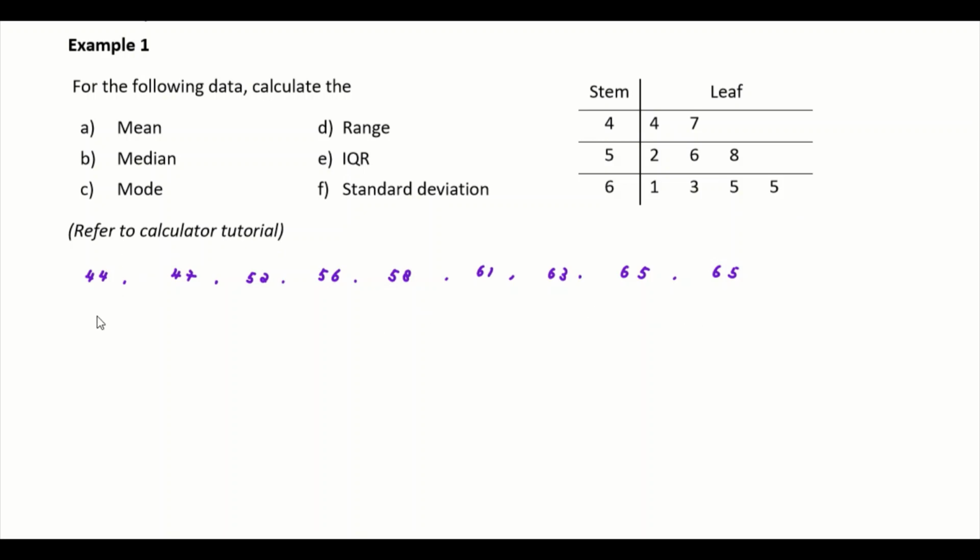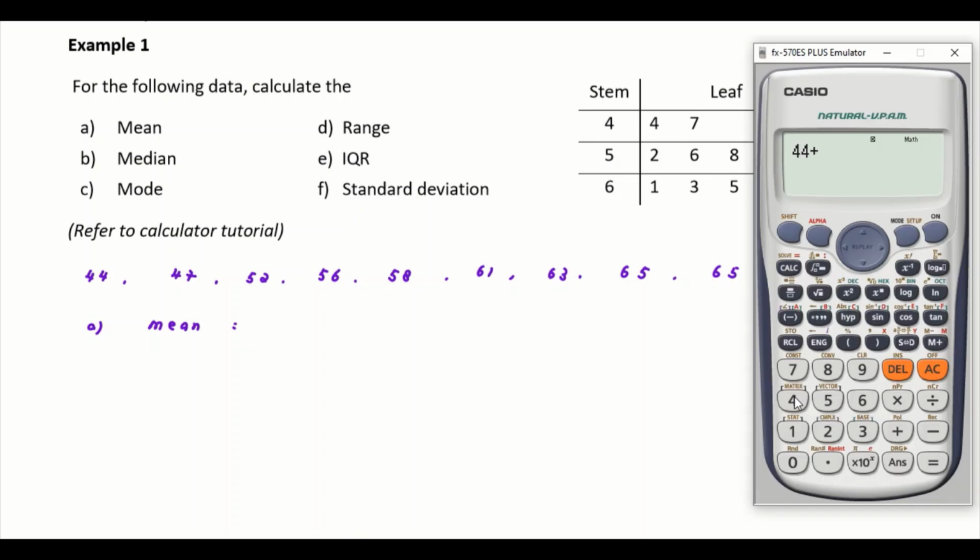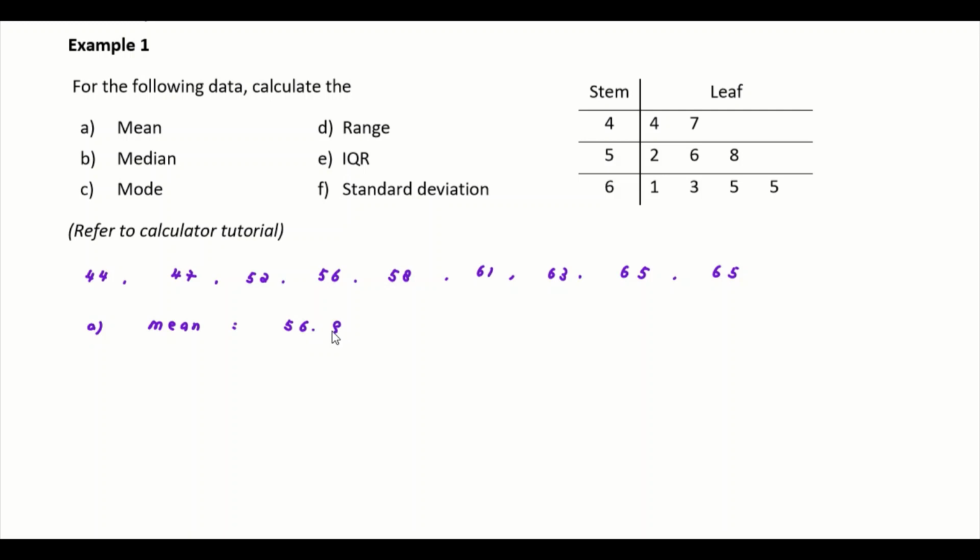All right, so let's start with the mean. We know that the mean is basically to find the average for all these values, right? So we can use our normal calculator to do this as well. We can just add all the numbers together and get their sum first: 44, 47, 52, 56, 58, 61, 63, 65, and 65. After we get our sum, it's 511. Then divide by 9, because we have 9 numbers, and you'll be able to get the answer. So it's 56.8. Basically you are getting the total, then you divide by how many values you have.